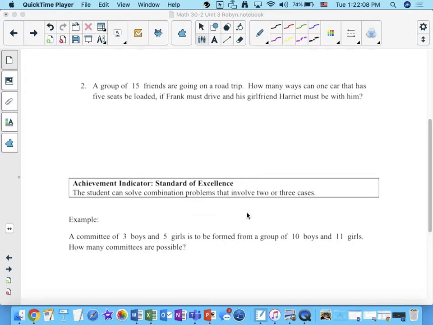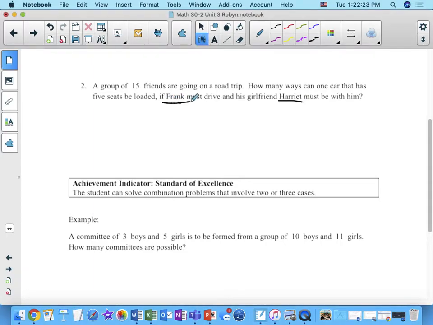If those 2 people are going to be in one car, how many friends are left? 13. Yeah. So we take those 2 people out of the total. So there's only now 13 friends. So we've got Harriet and Frank. So this becomes 13. But now they take up 2 spots in the car. So this becomes 3. Okay?